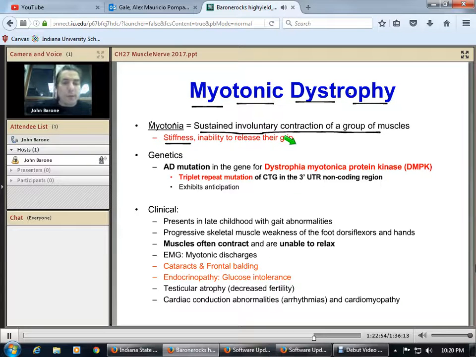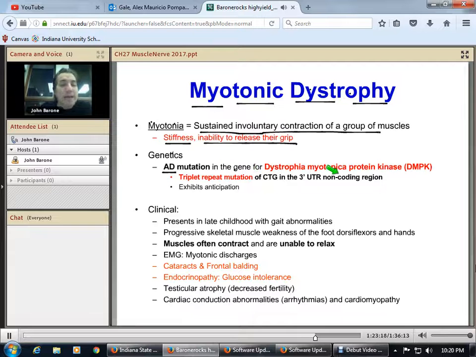So I want you to remember, this is a patient who gets a lot of stiffness, and they have inability releasing their grip. So I saw one patient, he said, doctor, I open the door, and then I can't let go of it. Because once I get that contraction, it doesn't let go. It's weird. Okay, but over time, though, they're still going to get atrophy. They're still going to get weakness. They just have episodes of tonic contraction.